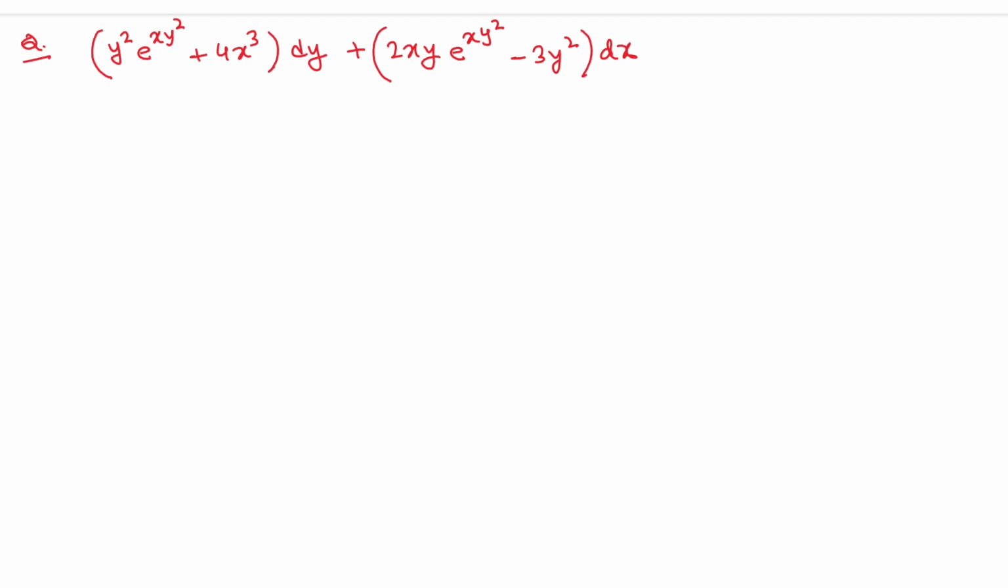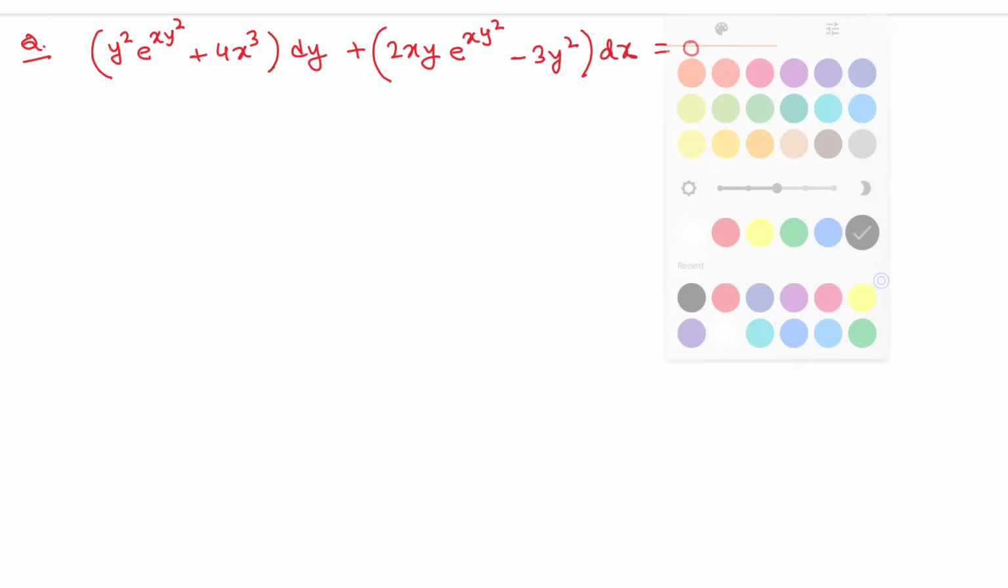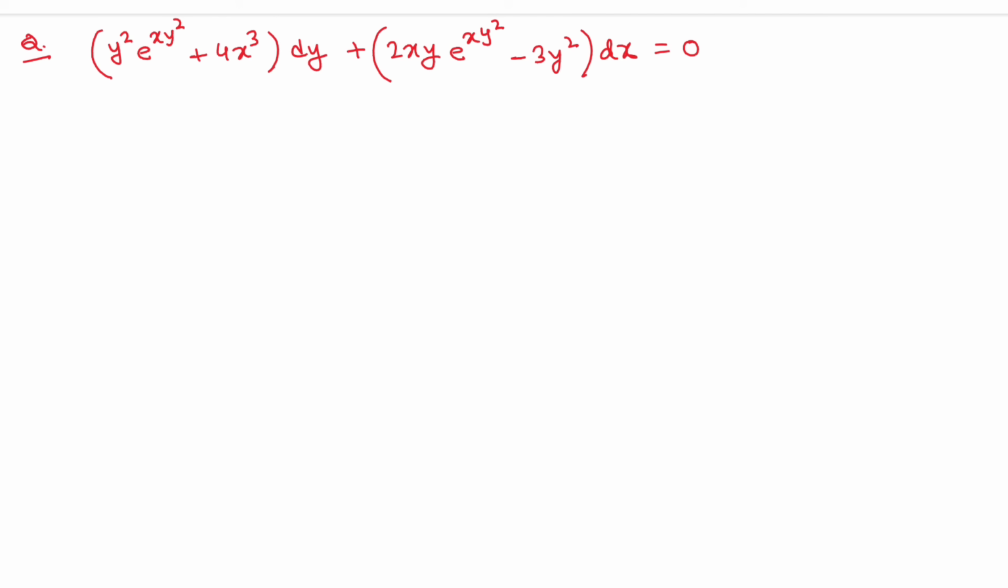The equation is (y square e to the power xy square plus 4x cube) dx plus (2xy e to the power xy square minus 3y square) dy equals 0. Let's solve this one. You have to check the exactness.